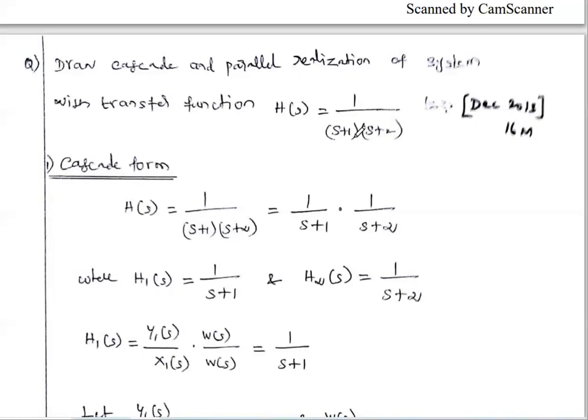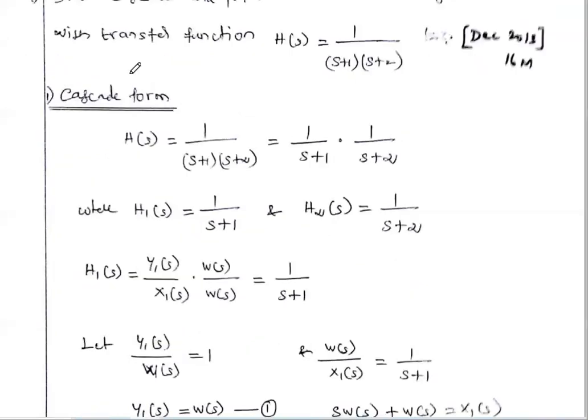So you see the denominator. If you multiply these two terms, we get s squared. The highest power of the denominator polynomial is two, so this is a second order system. The first one we are going to solve in cascade form.